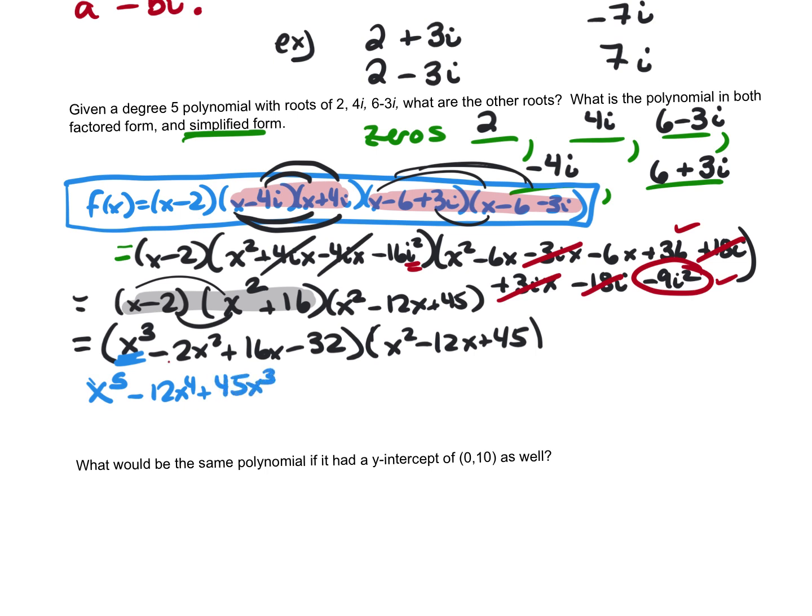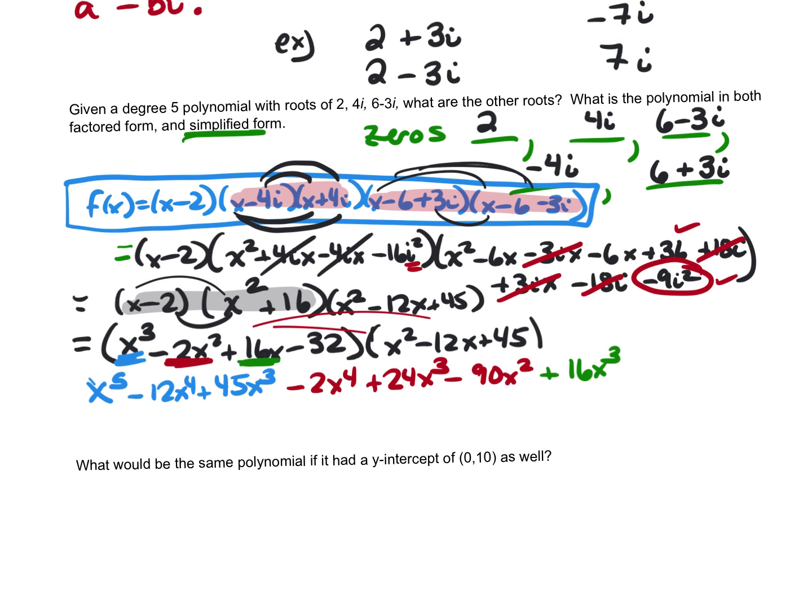I'll do a different color for the negative 2x squared. So negative 2x squared times all of these things is going to give me negative 2x to the fourth. That's a 12. Got to be super careful with these. Negative 2x squared times negative 12x squared is 24x cubed. Negative 2x squared times 45 is negative 90x squared. Now I'll do the 16. So that's going to be positive 16x cubed.